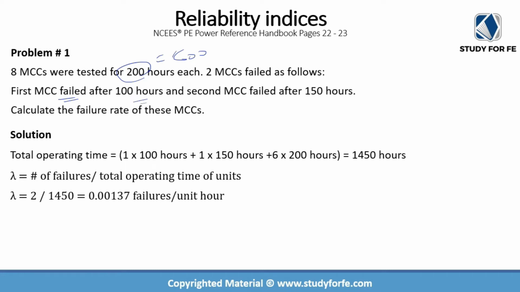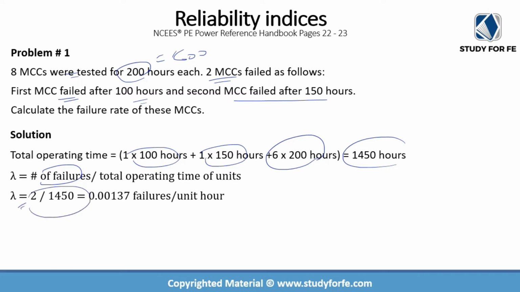But in this case, we are given that the first MCC failed after 100 hours, so it contributed towards the total operating time 1 multiplied by 100, and the second one failed after 150 hours, so this would be 1 times 150, and the remaining 6 passed the test and they continued operating for 200 hours each, so that's 6 times 200. So the total operating time was 1450. Number of failures is pretty straightforward. We know that 2 MCCs failed, so lambda is equal to 2 divided by 1450, which is 0.00137 failures per unit hour.